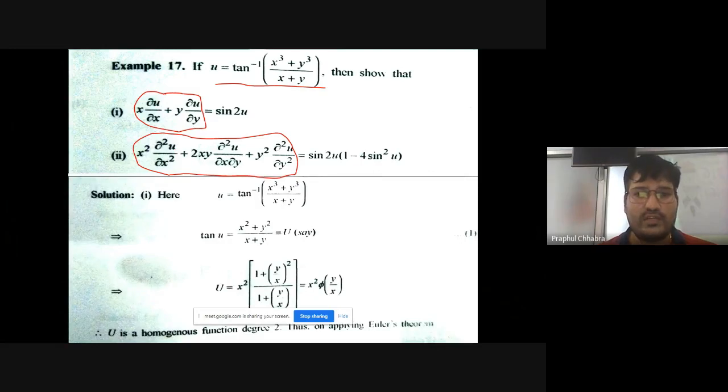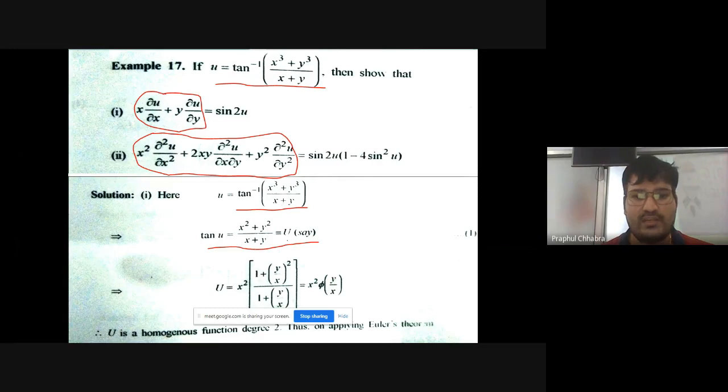Here u is equal to tan inverse of x cube plus y cube upon x plus y. Definitely it's not a homogeneous function, because we cannot convert this function into the form of x raised to the power n function of y upon x, or y raised to the power n function of x upon y. So what we will do, similarly to the last video, just reverse it, transfer it actually. So tan inverse को इधर ले आए तो tan u is equal to x cube plus y cube upon x plus y. Now this may be a homogeneous function. This was not a homogeneous function at all, but this may be a homogeneous function.